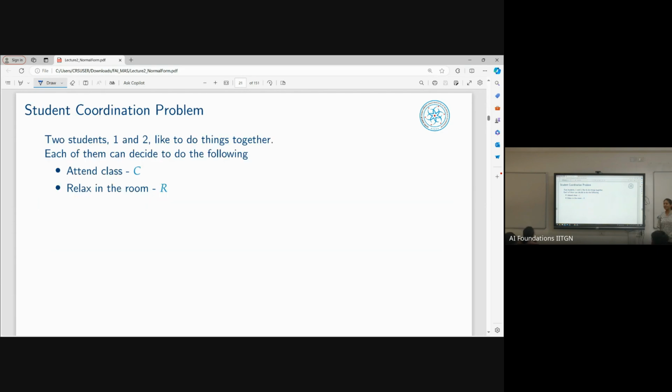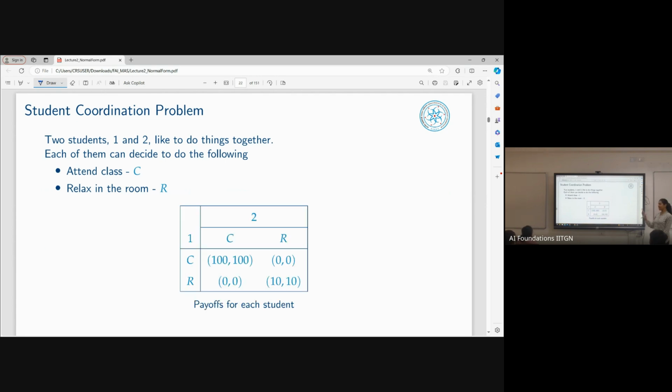So now let's start with our first game. The first game is the student coordination problem. It's a name that I have given, but it's known by a different term, which we'll soon see. There are two students, 1 and 2, and they like to do things together. Each of them can decide to do one of the following things: either attend the class or just chill back and relax in the room. So these are the two actions available to each of these two students.